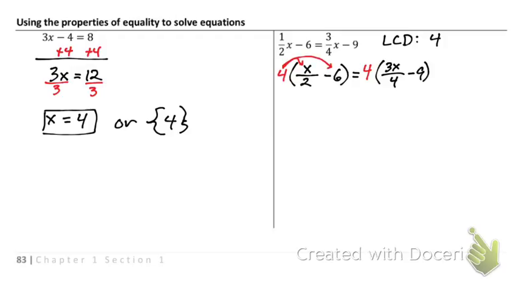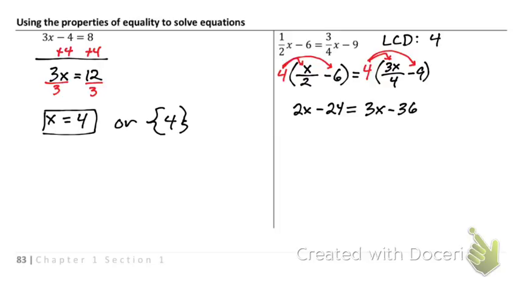So 4x divided by 2 would give me 2x. In other words, 4 divided by 2 is 2. 4 times 6 is going to be 24. That's going to equal, don't forget to distribute this to both things, we are going to have the 4s cancel out. We'll have 3x. 4 times 9 is going to be a negative 36.